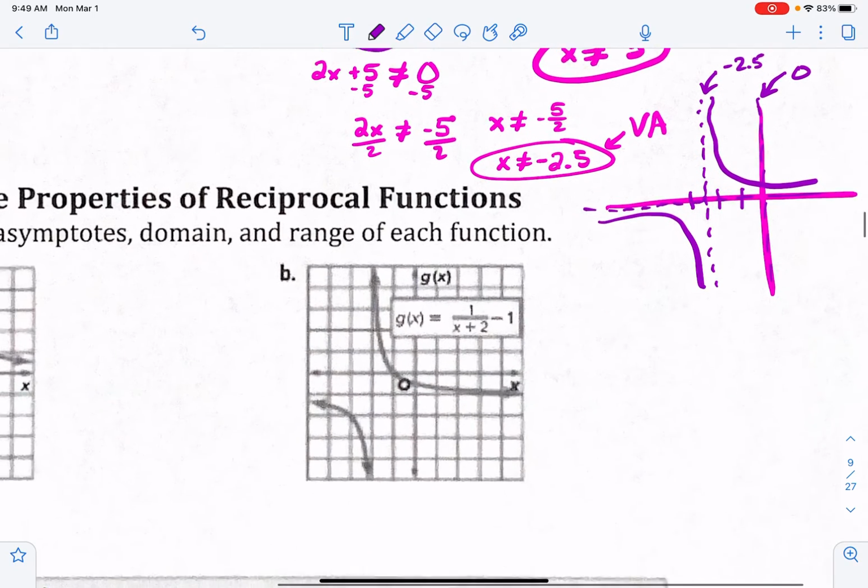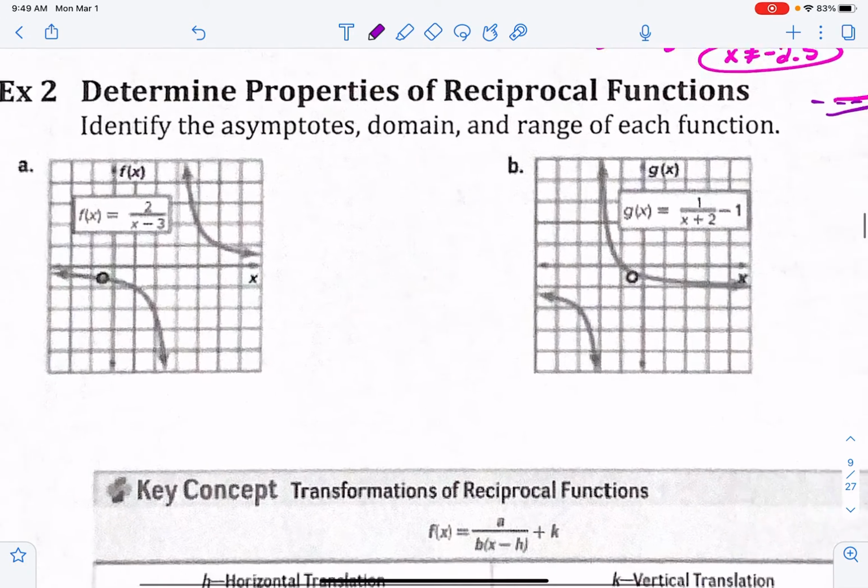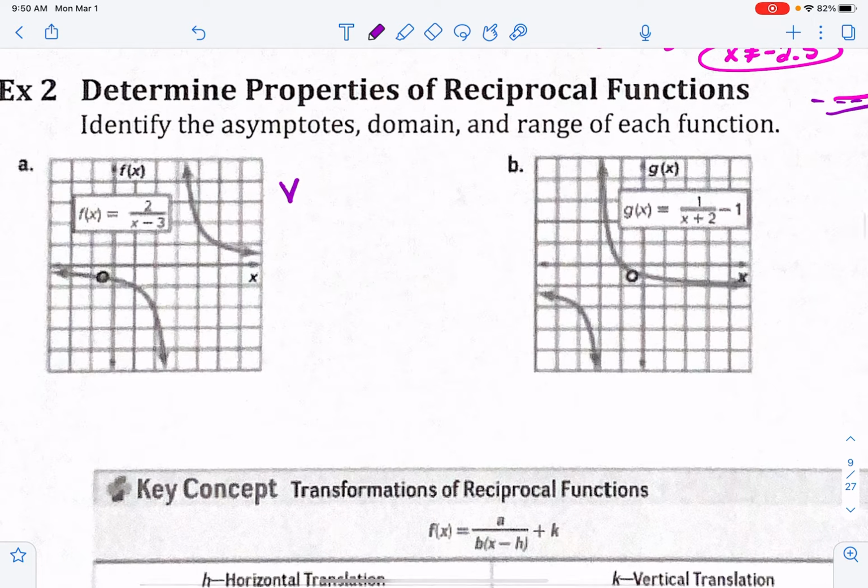Okay, so let's go down here to this guy. They're going to ask us to identify the asymptotes, domain, and range of each function. So let's do the VA, let's do the HA, let's do the domain, and let's do the range, okay? And you'll notice some trends here that go with this.